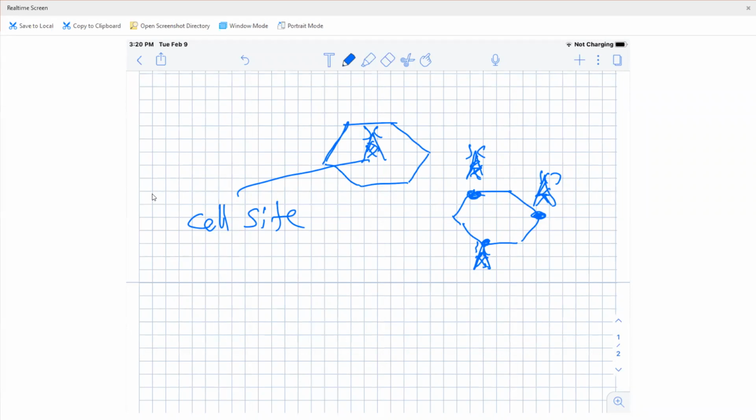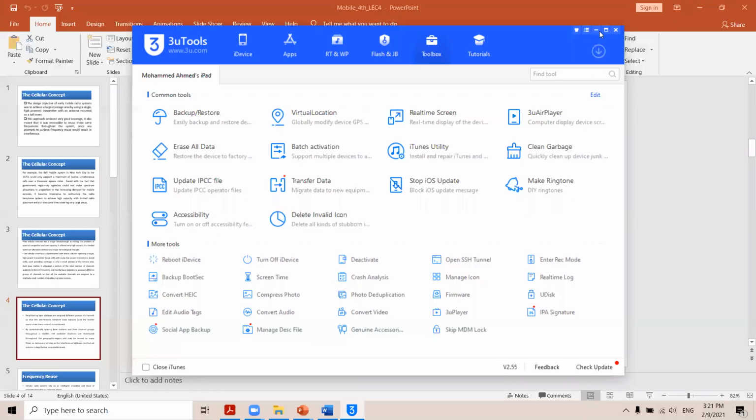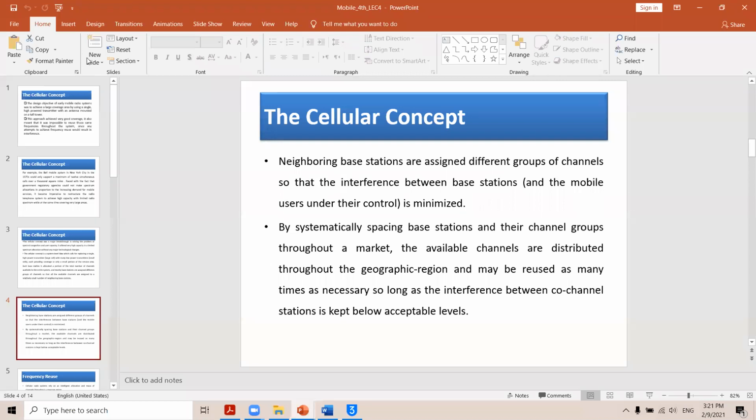Now we have illustrated the strategy by which we can distribute and assign the channels for different cells, and we have introduced the cluster size of N equal to 7. Now let's go to the lecture, continuing the PowerPoint slides.